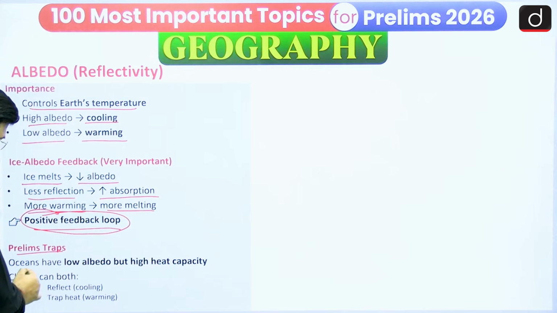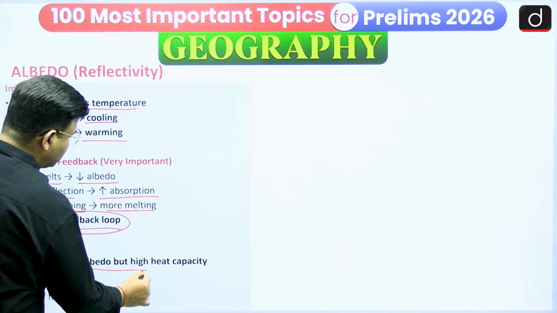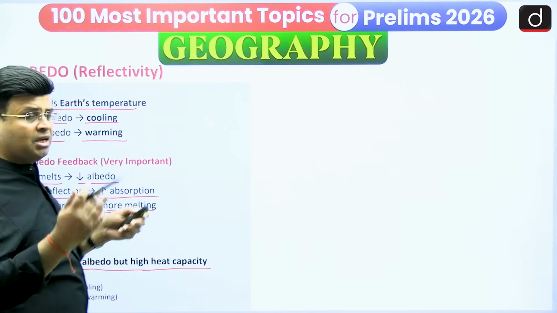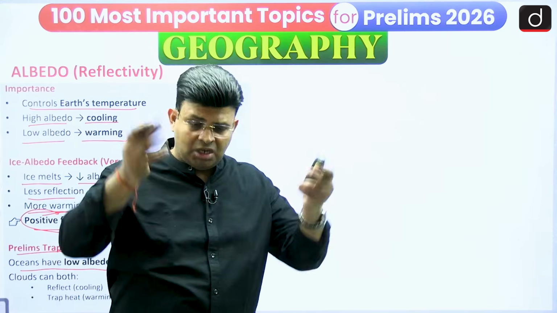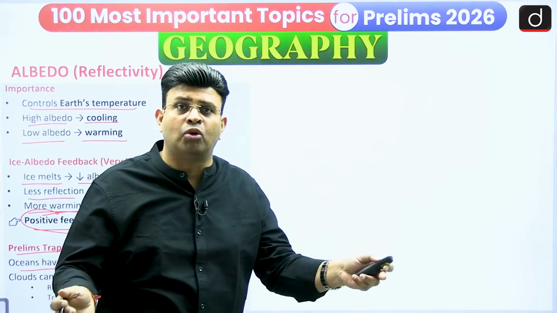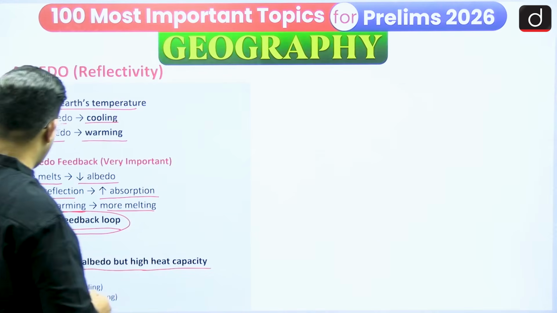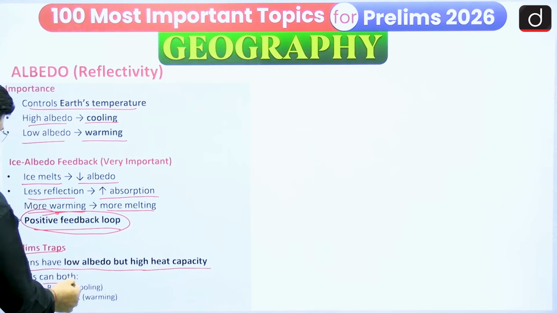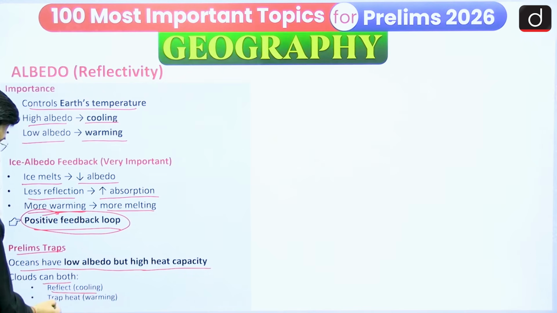Prelims trap: oceans have a low albedo but a high heat capacity, meaning it absorbs more, therefore you can say that it absorbs more heat. Yes or not? Cloud can do both: it can reflect and it can trap the heat.